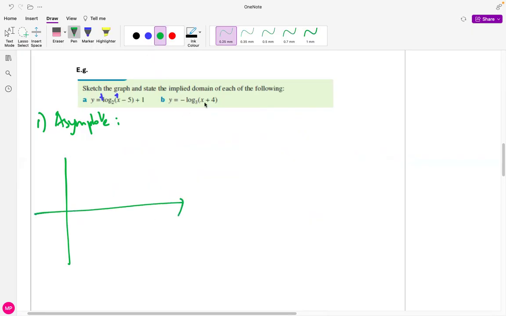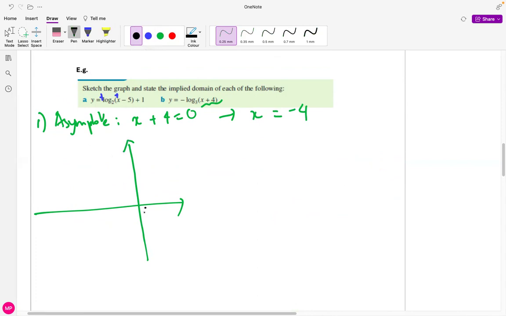So here I will have x plus 4 equals 0. You would end up having x equal negative 4. So this time I do have a negative asymptote, so I might move my graph to this side. So here you have 0 and negative 4. So this is the asymptote, okay?